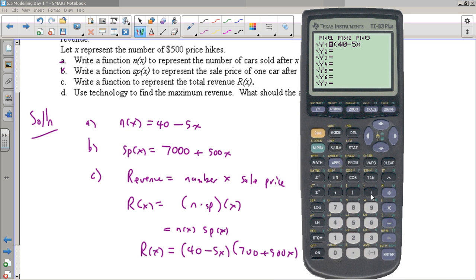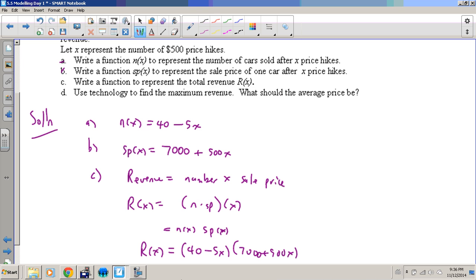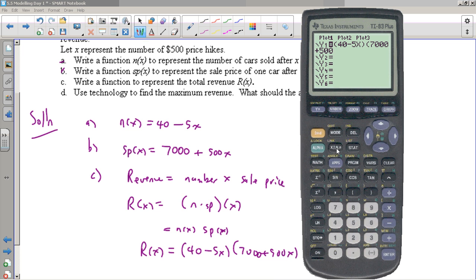5x. What kind of shape is it going to be? This is going to be a parabola, right? It's going to open... 7,000. Did you notice that error? Hopefully you noticed that. 7,000 plus 500x. It's going to be a parabola that opens down. The leading coefficient is negative, right? Starts low, ends low, all that business.